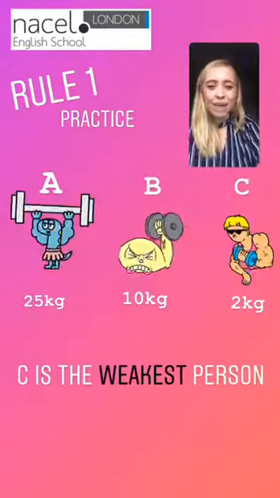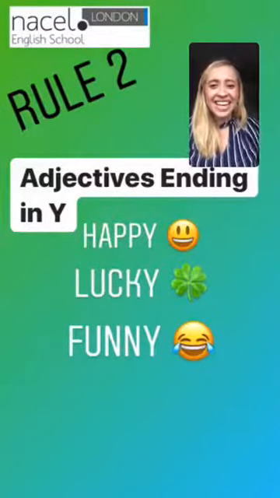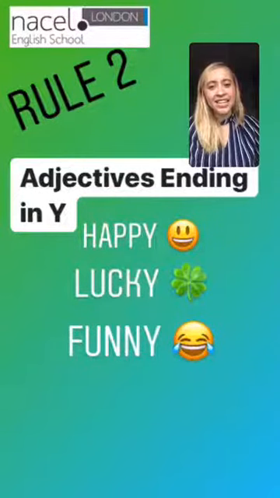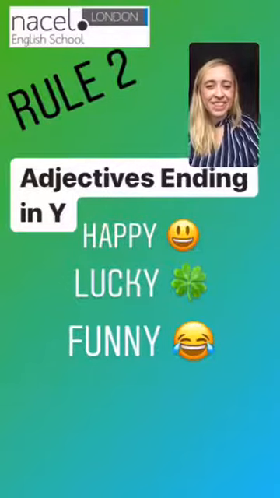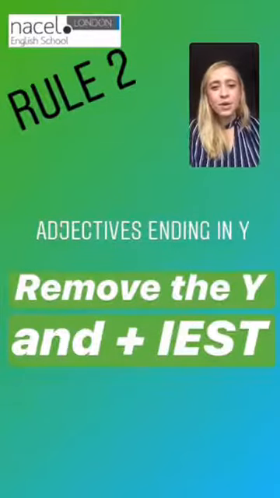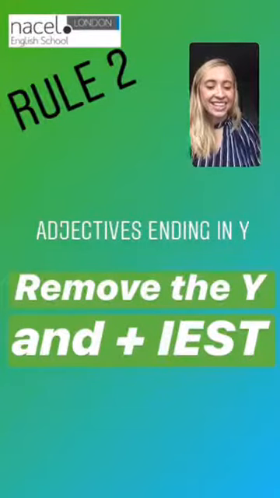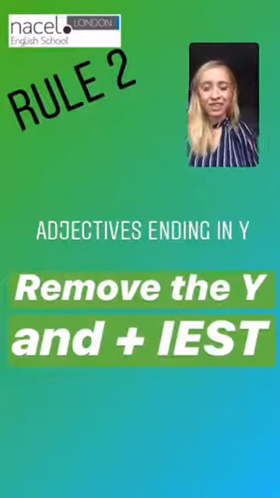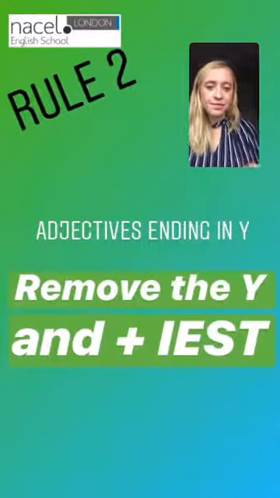Let's have a look at rule 2. Rule 2, adjectives ending in Y. So your examples are happy, lucky, and funny. So what do we do with these? It's very simple. We are going to remove that Y and add I-E-S-T, or the sound ist. It's the same sound, just a different spelling.